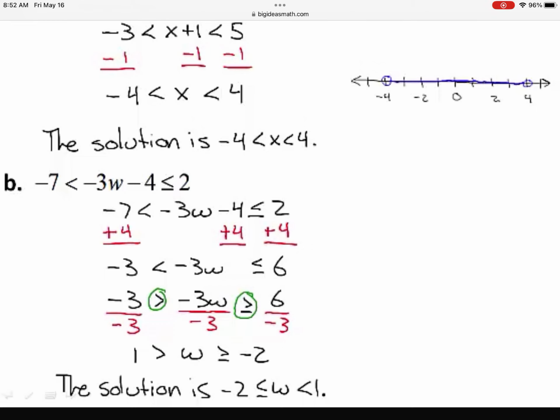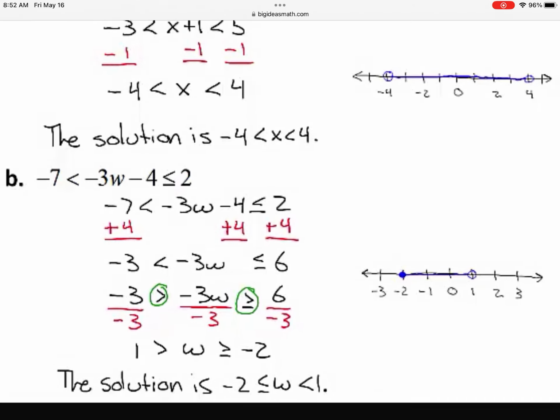Next, graph the solution on a number line. Because negative 2 is a solution, use a closed circle at negative 2. Because 1 is not a solution, use an open circle at 1. Because w is both greater than or equal to negative 2 and less than 1, shade the line between negative 2 and 1.